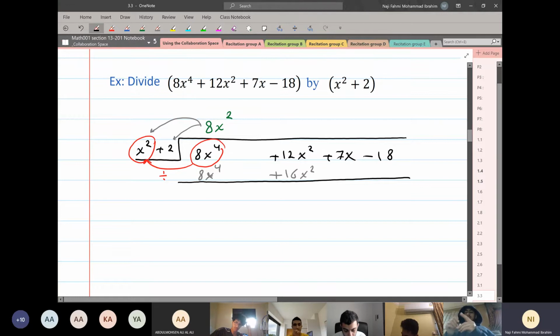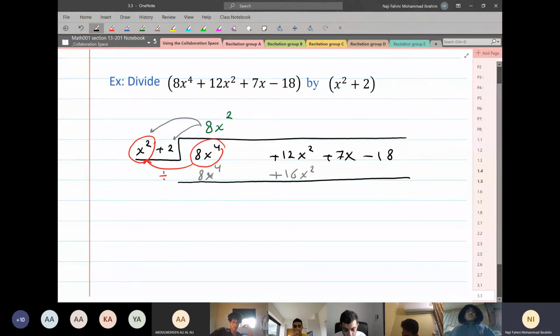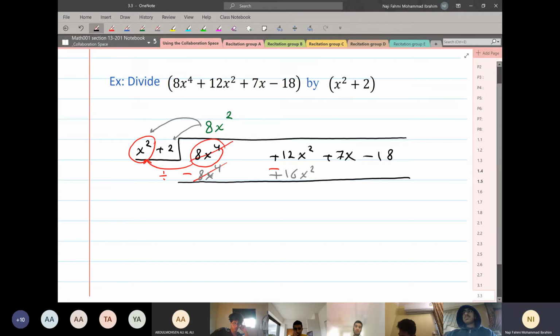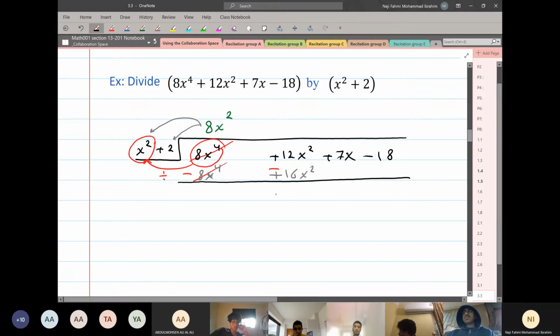Now, what's the next step, Khalid Mishal? The next step is to subtract. Can you give me the subtraction? Yes, subtract. What's the answer? 0 here and negative 4x squared plus 7x minus 18.